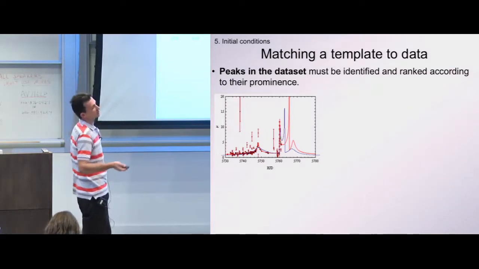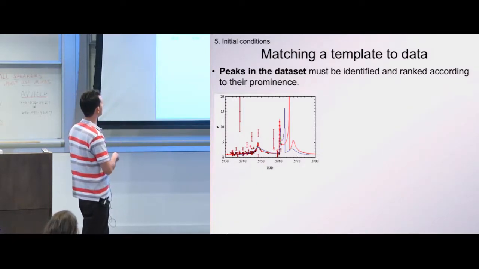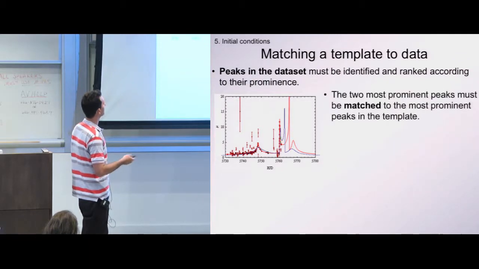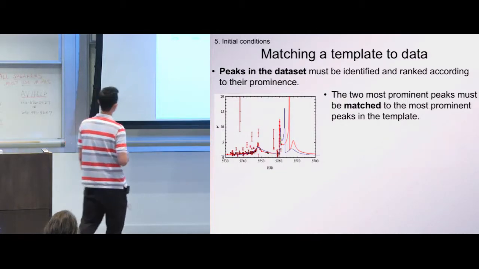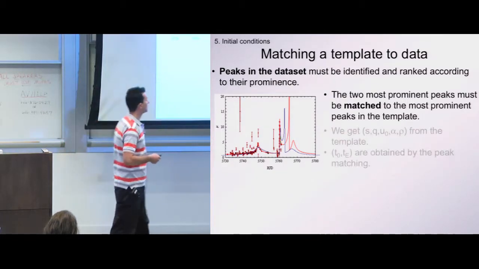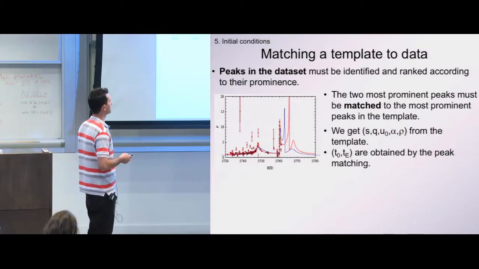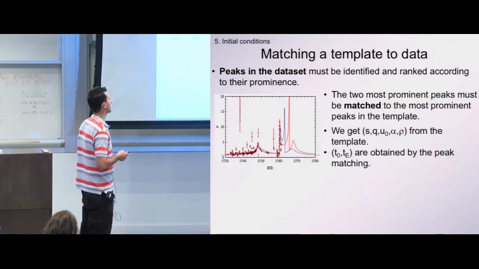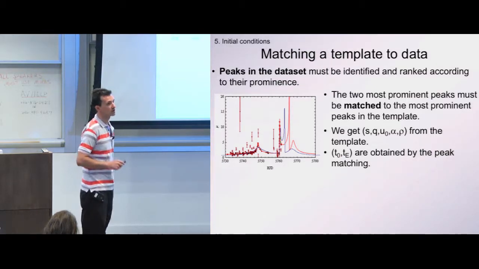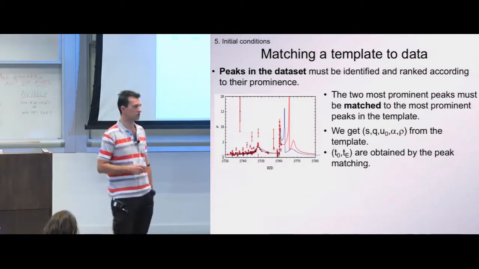The prescription is quite simple. You have peaks in the data set, and you have peaks in your template library. What you have to do is match the peaks in the data with the peaks in your template. Once you have this, in practice, you fix the time scale of your event and the time t0 of your event, while all the other parameters are taken from the template. This will give you the initial condition for your fit.